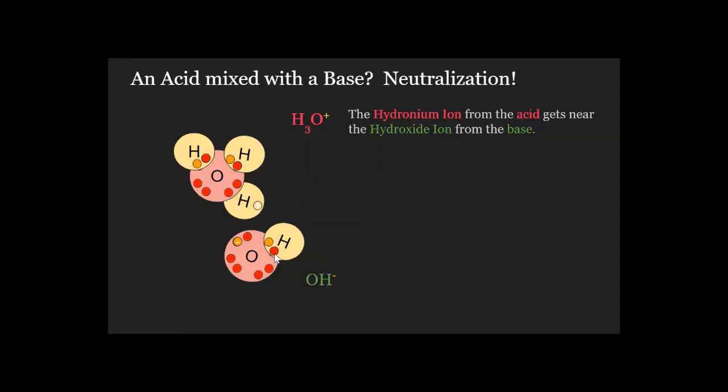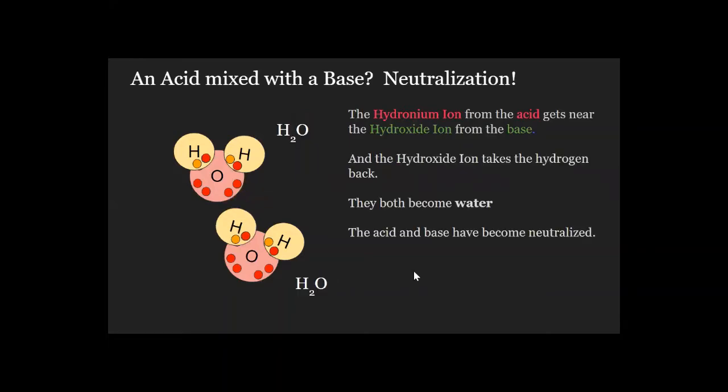But now, what if you take an acid with hydronium ions, and then you add hydroxide ions? When these two get near each other, you notice we've got a positive charge and a negative charge. There's going to be a reaction, and it neutralizes. The hydroxide ion takes the hydrogen from the hydronium ion, and they both become water.